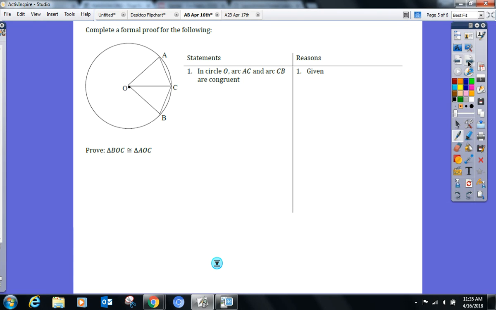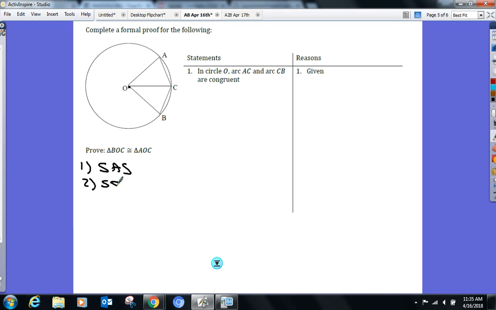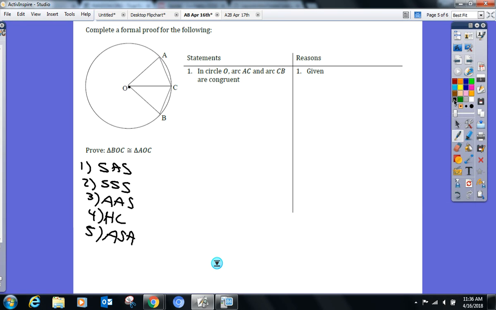Prove the triangles are congruent. How many methods do we have for proving triangles congruent? Oh boy, it's been that long. Five methods. Here we go. What do you got for me? Okay, here are my choices. And remember, HL only works in what type of triangle? Right triangle.